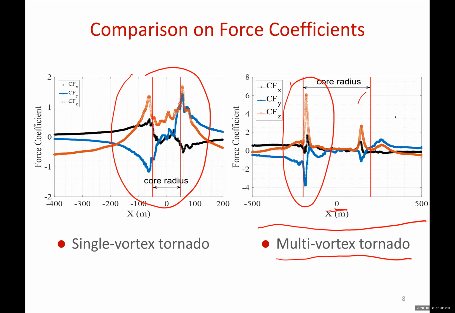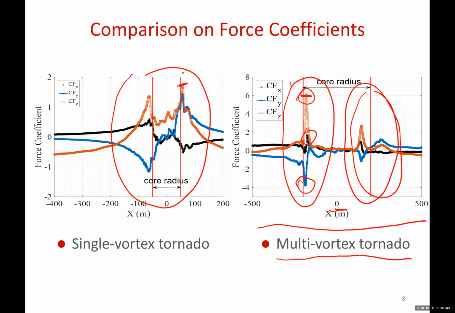Two groups of peaks here means the building was attacked by 2 subvortices sequentially. Now, if you look at the magnitude, all the peak values imposed by the multi-vortex tornado are much greater than those imposed by a single vortex tornado, especially FZ here is about 3 times FZ here.